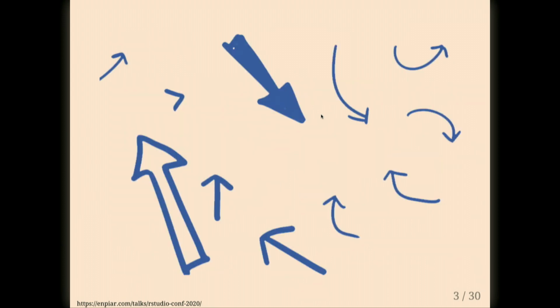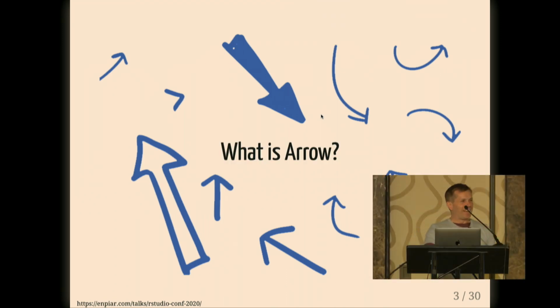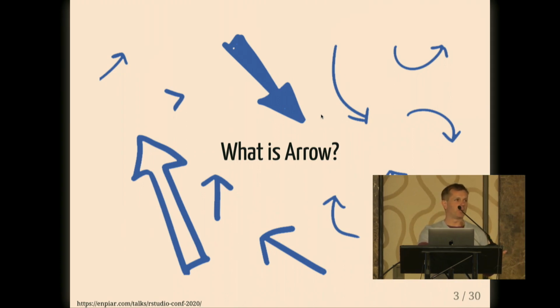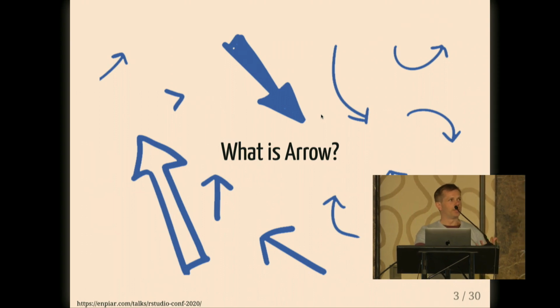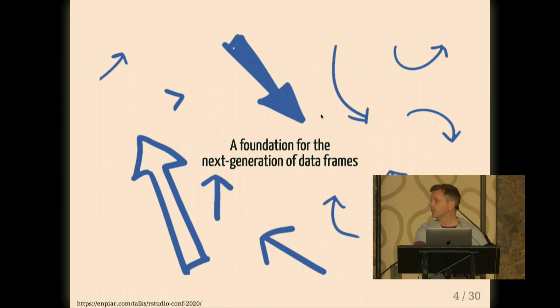So generally when I tell people that I work on the Arrow project in data science, they're like, oh yeah, Arrow, that's awesome. I've heard of that. That's really cool. What is Arrow? And Arrow's a lot of things, and that kind of defies a simple explanation. But one way that I like to frame it, in terms particularly of what it means for the R community, is that it's a foundation for the next generation of data frames.